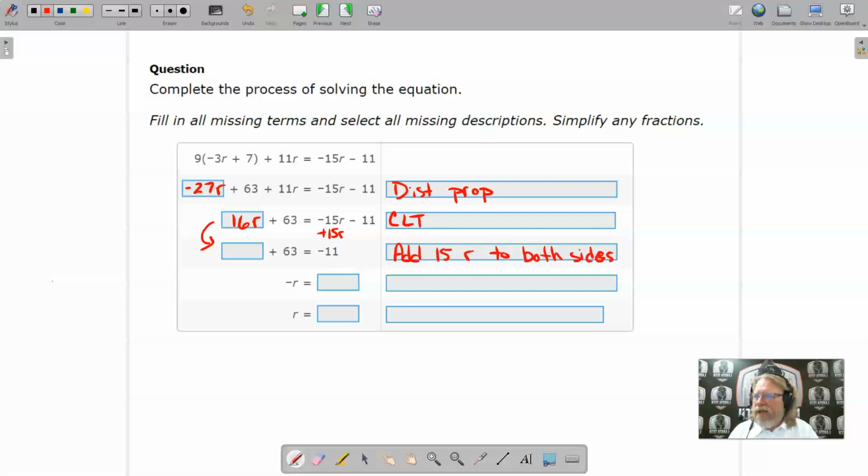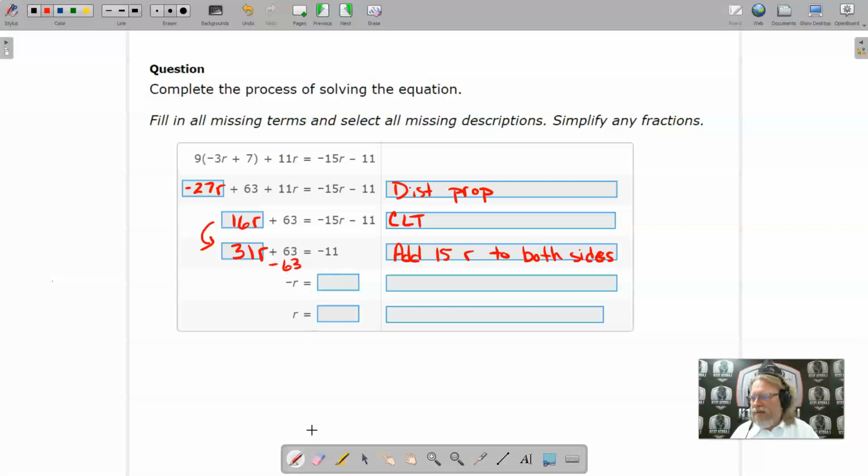Keep forgetting to put the E in there. And whenever we do that, 16 plus 15 is going to be, should be 31, right? Right, 16 plus 15, 30, yep. 15 plus 15 is 30, yep. So 31, and 31, what? 31R. The next step that we need is to subtract 63 from each side.